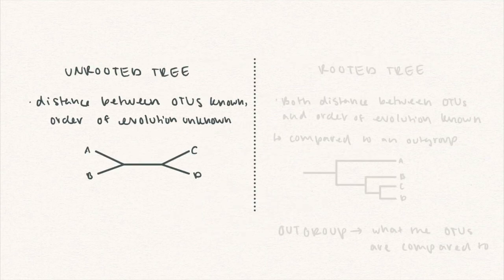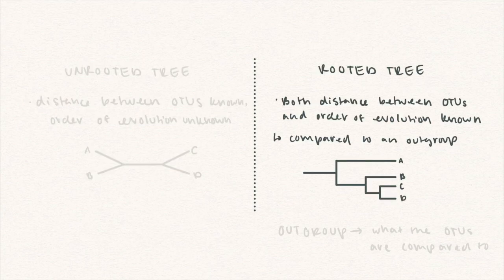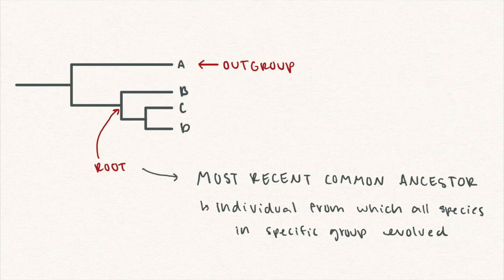There are two types of phylogenetic trees, rooted and unrooted. In an unrooted tree, the distance between OTUs is known, but not the order of evolution. In a rooted tree, both the distance between OTUs and the order of divergence are specified by comparing the groups to something called an outgroup. An outgroup is an OTU that diverged the earliest out of the other OTUs and established a root where all the other OTUs have a common ancestor that is not shared with the outgroup.